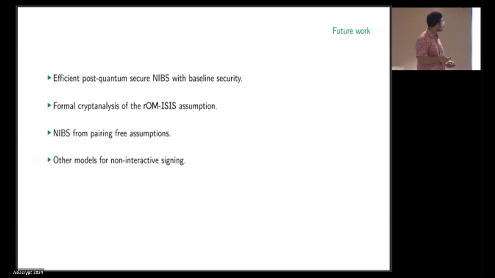Finally, in terms of open problems and possible future work, we have the following interesting problems that we came up with. The first being coming up with an efficient post-quantum scheme that satisfies the baseline blindness notion. Then we would also be interested in a formal cryptanalysis of the randomized one-more assumption, which I did skip over, but I encourage you to read it for detail. Then again, we also don't have constructions from pre-assumptions, which could be an interesting area for more concretely efficient schemes. And then again, we might be interested in other models for non-transferable signatures.